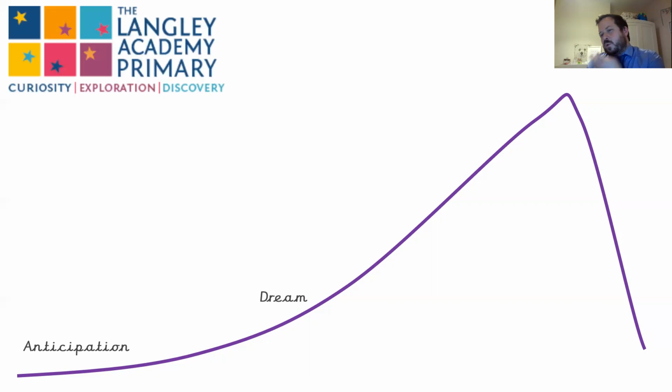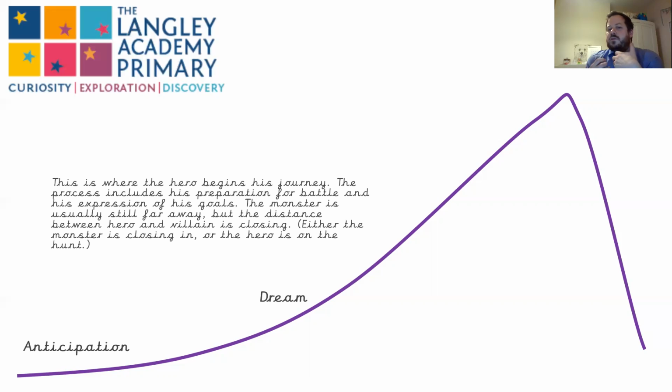We lead after that into the dream state. And this is more like an aspiration. It's what they want to do. So this is where the hero begins a journey, setting out to defeat the monster, whatever it happens to be. And this process includes his preparation for the battle or getting ready, also his expression of the goals. What I mean by that is that we know during this part what he aims to achieve, what his dream of achieving at the end is. That's where the name comes from.